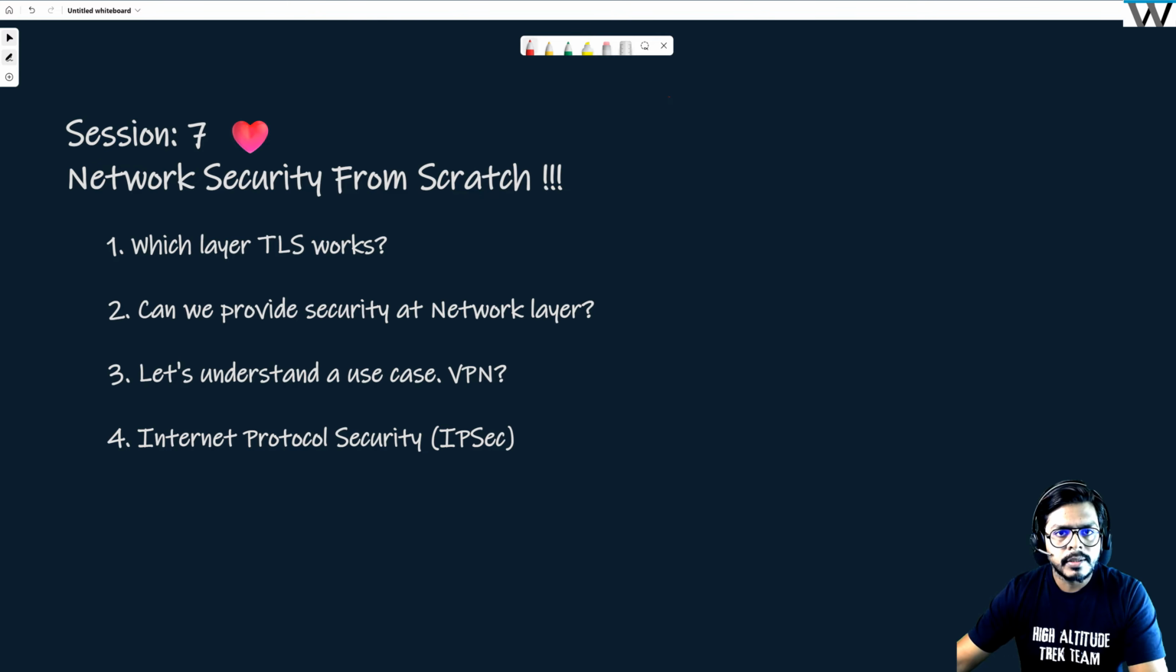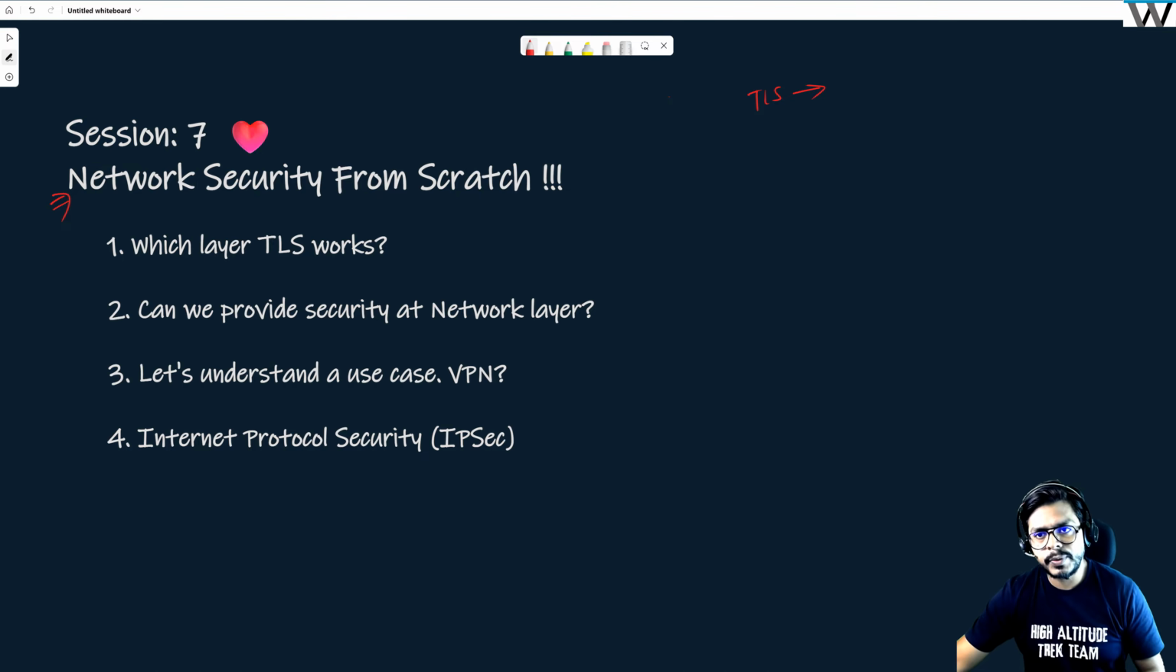In the last session, we discussed some of the nitty-gritties of TLS, and we saw the actual packets which were flowing over the wire. We also learned how to see the packets in Wireshark. But what is the agenda today?